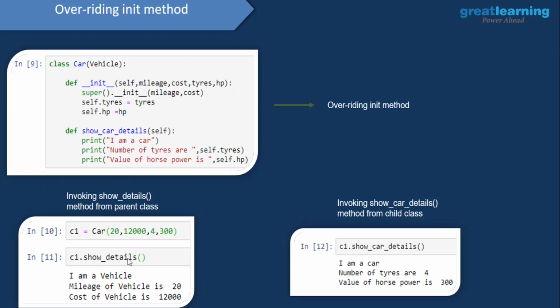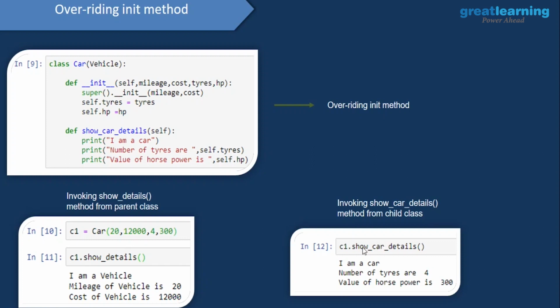And when I invoke C1.showDetails, even though showDetails is part of the parent class, I'm able to invoke this because car class is inheriting from the vehicle class. And here I have mileage of vehicle is 20 and cost of vehicle is $12,000. And I also have 4 and 300.